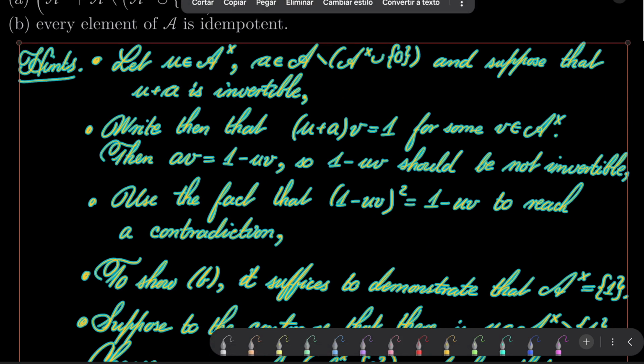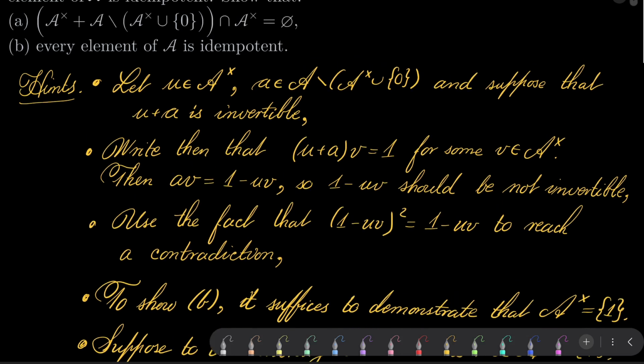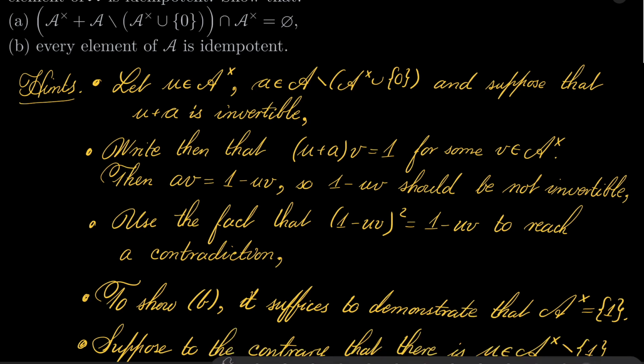First hint for part A. Suppose that we have some unit u of A, and some a which is not a unit and which is not 0. Suppose to the contrary that u plus a is invertible. Then you can write that u plus a times some v equals 1, for v an invertible element of A. Then show that av equals 1 minus uv, so 1 minus uv should not be invertible. And use the assumption that if we take a non-invertible element and square it, we get this element once again, to reach a contradiction.